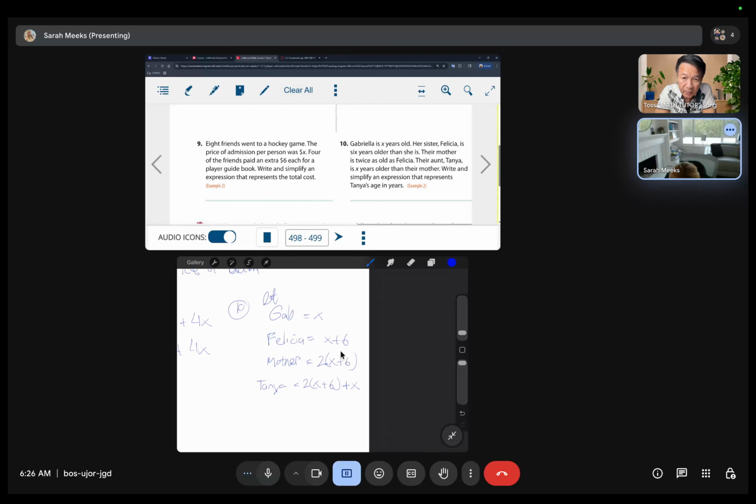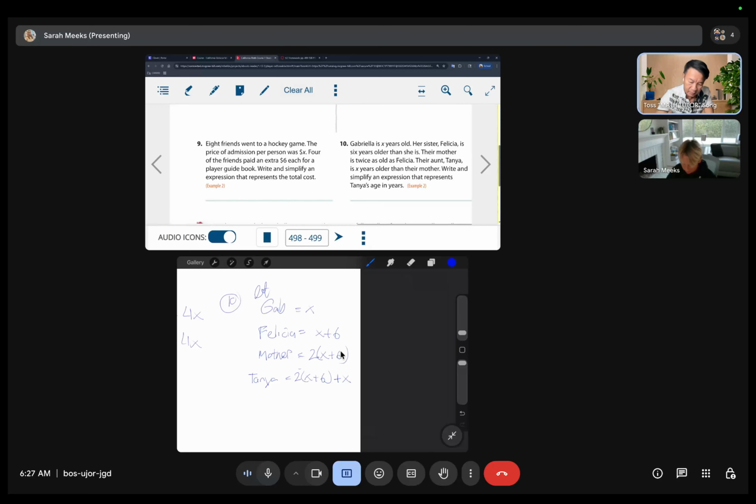And then you have to simplify it for the final answer. Write and simplify an expression that represents Tanya's age in years. Yes, so we're going to clean this one up like you were doing before, but it's actually quite fancy because you're doing all the stuff you've done mixed up together. Have a look. So you're going to do distributive property.